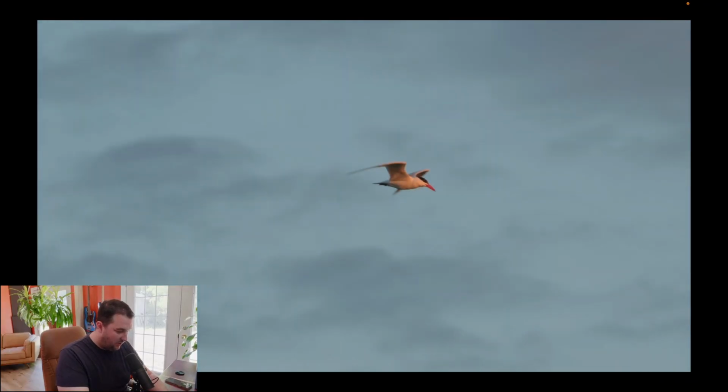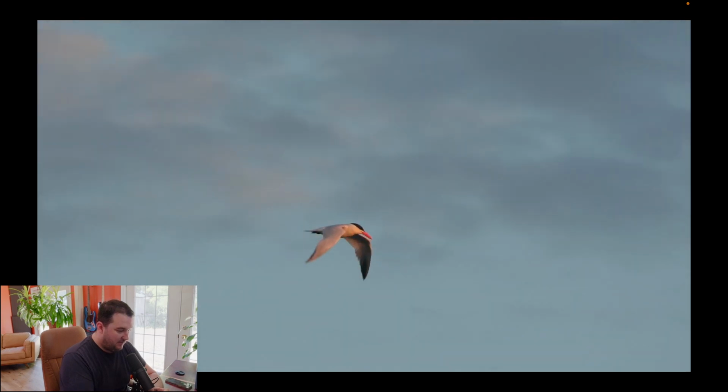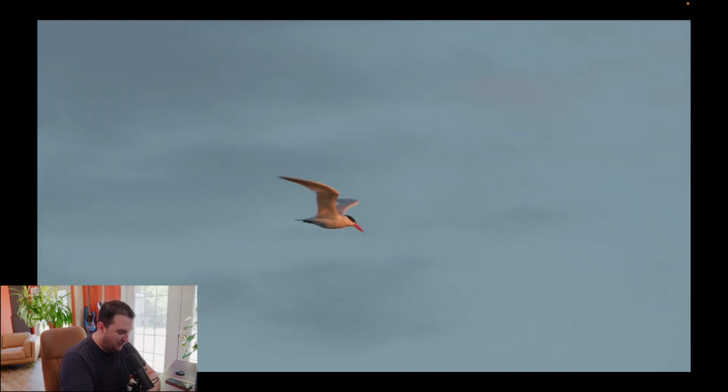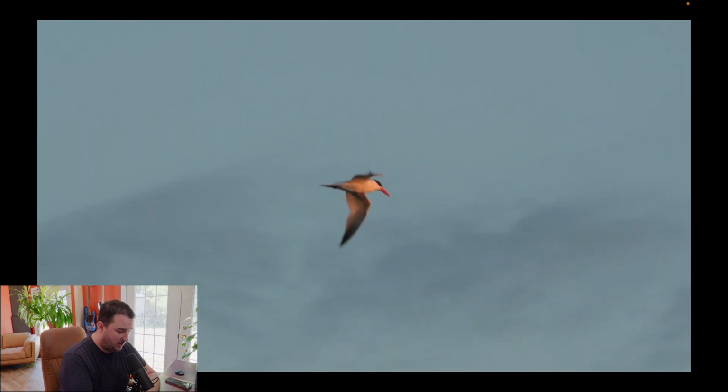Okay, so this is a tern. Don't ask me if he's a Caspian or a common. I have no idea, but pretty good. These are all totally uncut. This was shot in log, and I used the auto color management. But other than that, it's untouched and ungraded.